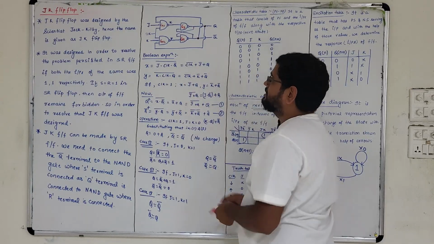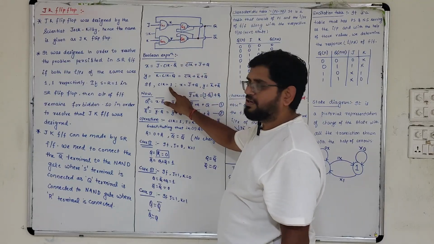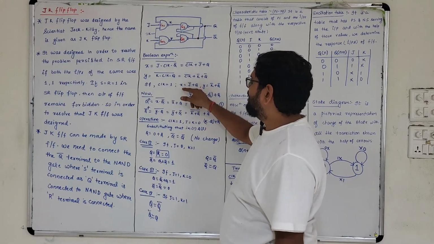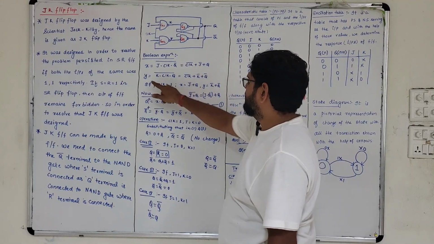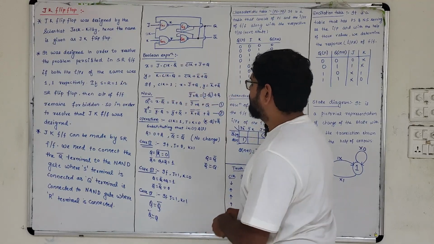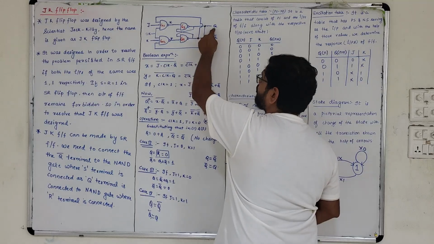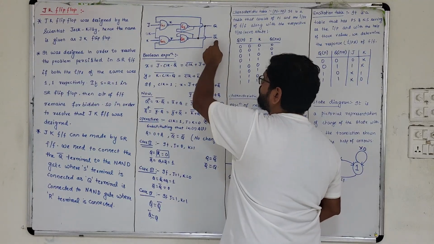Now we know that this operation will start only if the clock value is equal to 1. So put the value of clock equal to 1, and you will get X equals J bar plus Q bar and Y equals K bar plus Q bar. Once you have got that, you have to go for the output, that is Q and Q bar plus.